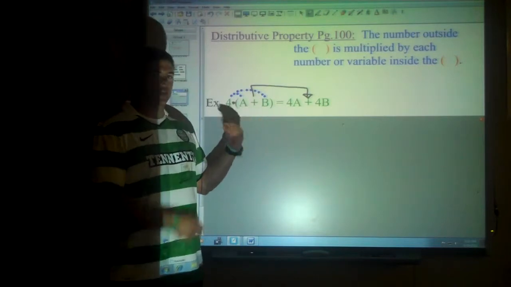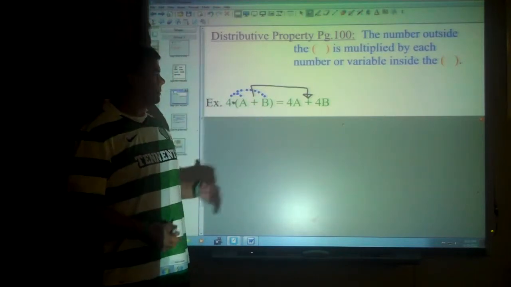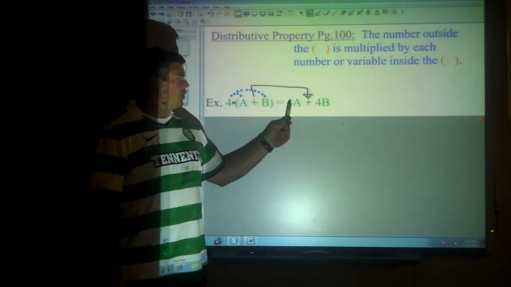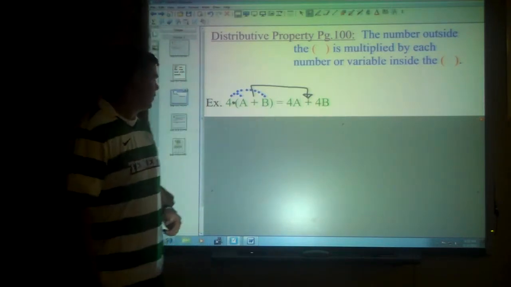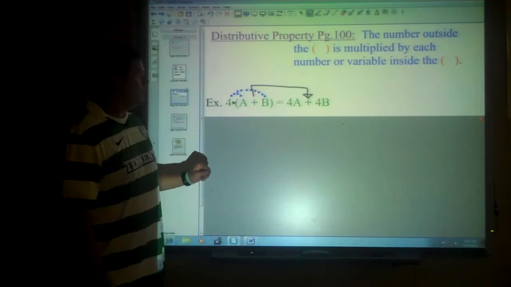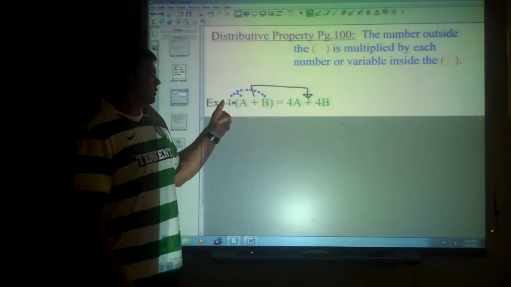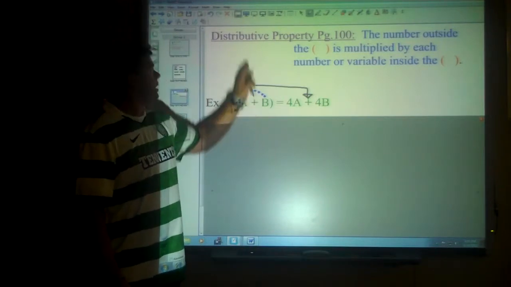Now, if it had been subtraction, we could change it into addition of the opposite and go from there. But whatever, if it's addition, we can leave it as addition. These are not like parts, so we cannot combine them any further than this. It's as far as we can go. So again, it's not 4 plus A and 4 plus B. It is 4 times A, 4 times B.